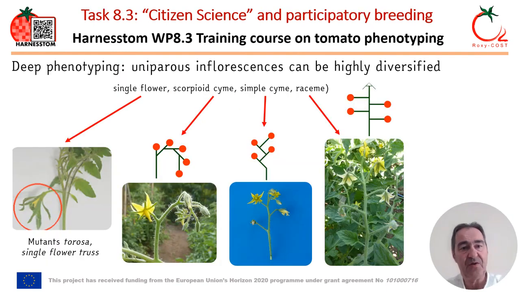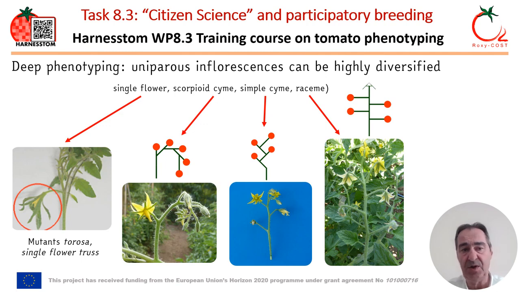Actually, the degree of variation in inflorescence structure may be much higher, and the phenotyper may want to distinguish among different types. The uniparous inflorescence in some mutants, like torosa or single flower truss, can be composed of a very reduced number of flowers, such as 2 or 1.